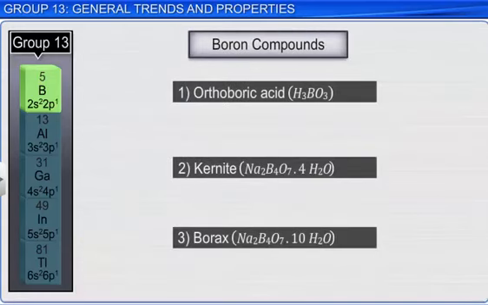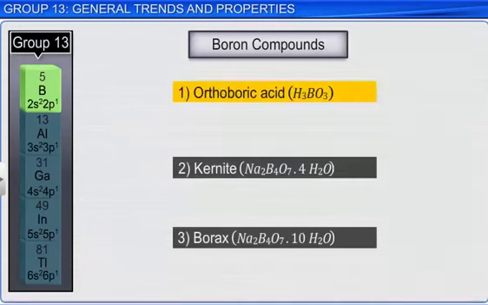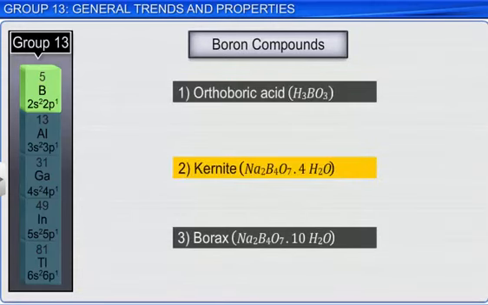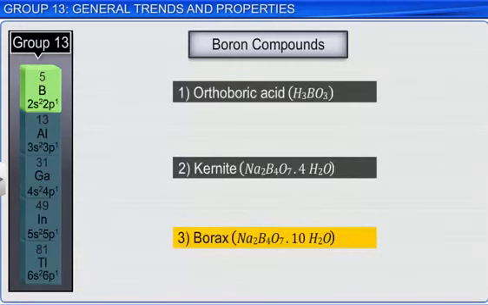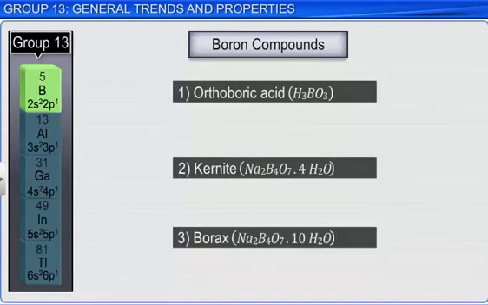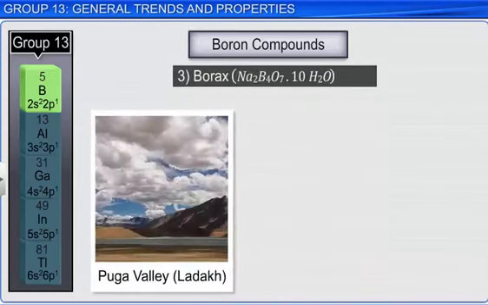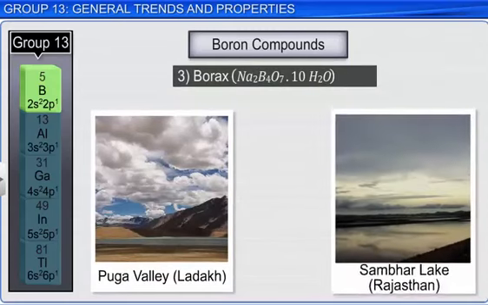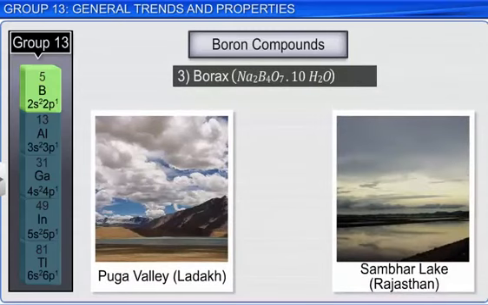In nature, boron is most frequently found in 3 compounds: orthoboric acid, kernite, and borax. In India, borax is found in the Puga Valley in Ladakh and the Sambar Lake region of Rajasthan.